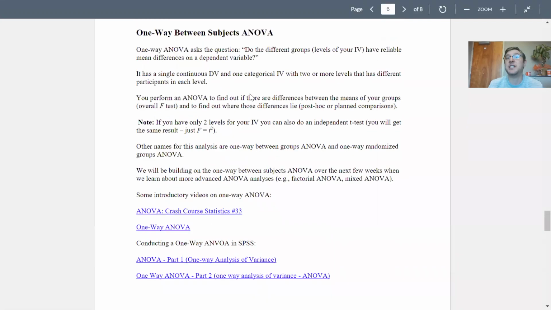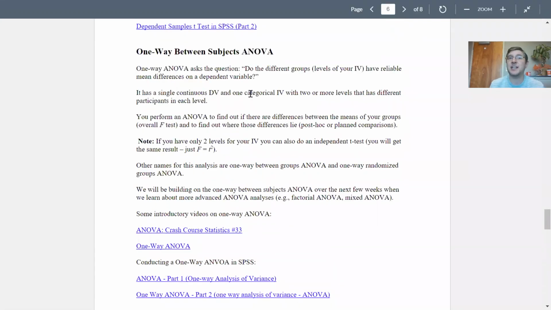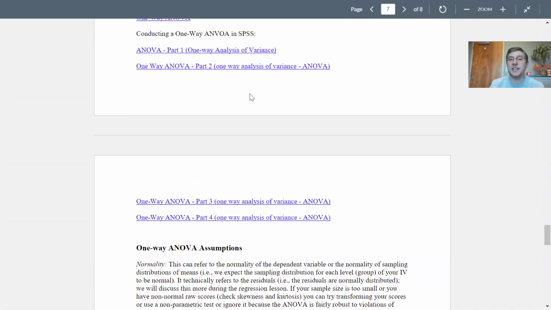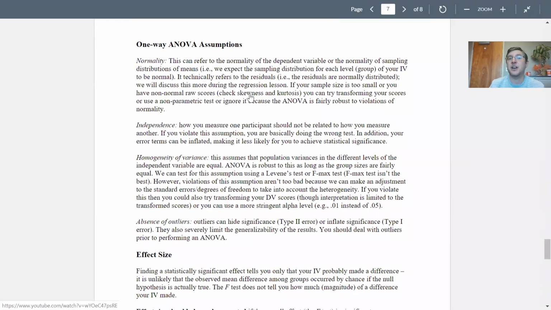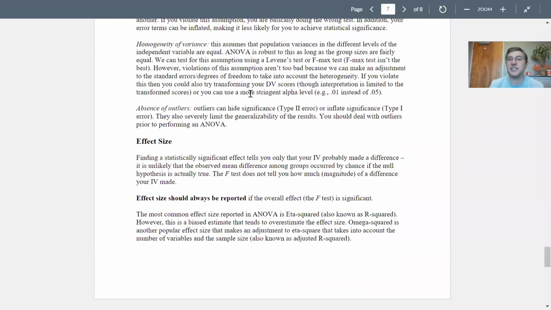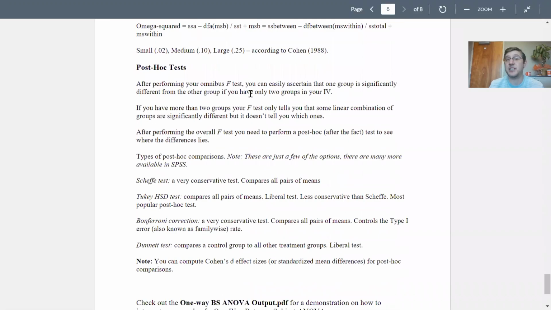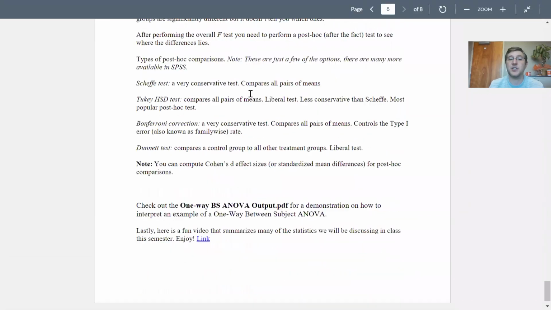So make sure you understand the concepts in one-way between subjects ANOVA. I tried to provide you a lot of different resources. I have some more examples and helpful resources there too, because we're really going to build off these concepts. So make sure you really understand what's going on in ANOVA. Here I've listed some of the ANOVA assumptions, different effect sizes, and different post-hoc tests you could do.